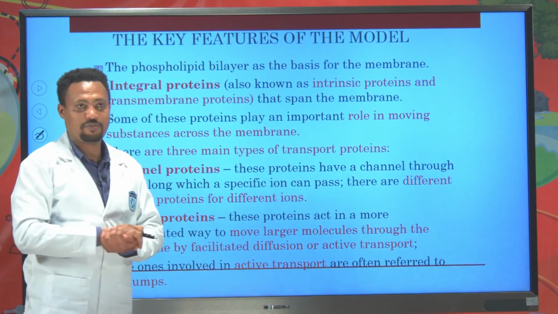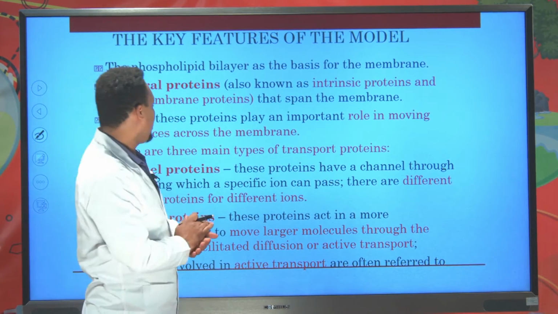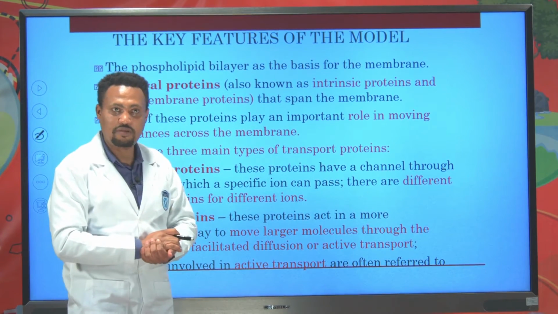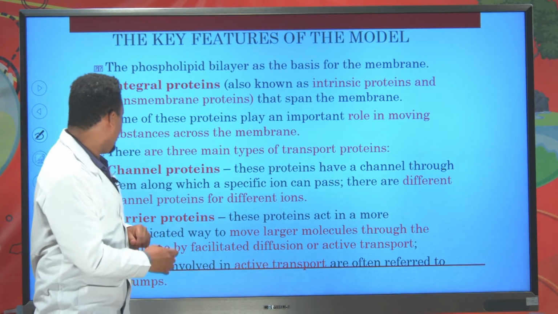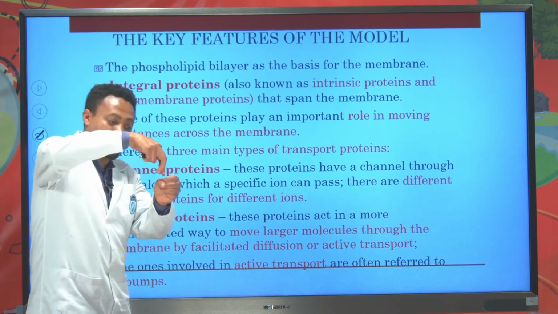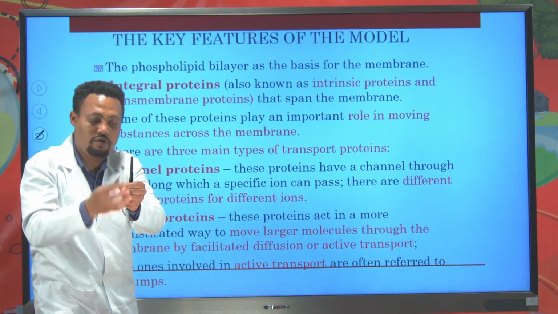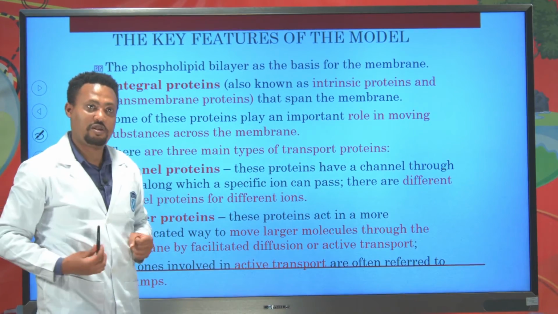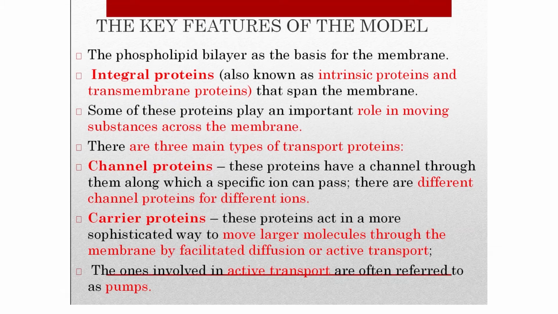Here you go. The very important part of the cell membrane is the phospholipid layer. Then the integral proteins contain intrinsic proteins and transmembrane proteins. And these proteins, one could be a channel protein. They are channels. They pass the molecule around through them through facilitated diffusion or active transport. Okay? And there are also carrier proteins. They move molecules across the cell membrane.